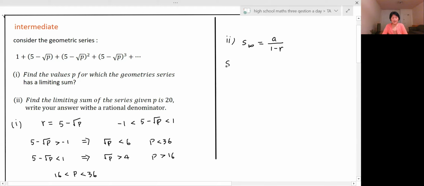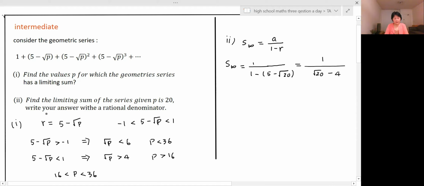Then S infinity, the limiting sum, will be equal to a, where a is the first term, which is 1, over 1 minus r. R is the common ratio, 5 minus the square root of p, and p is 20. Then this equals 1 over the square root of 20 minus 4.